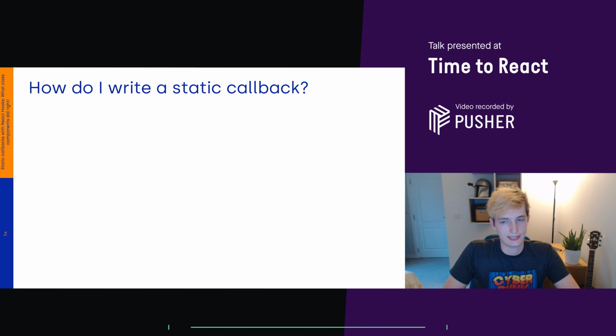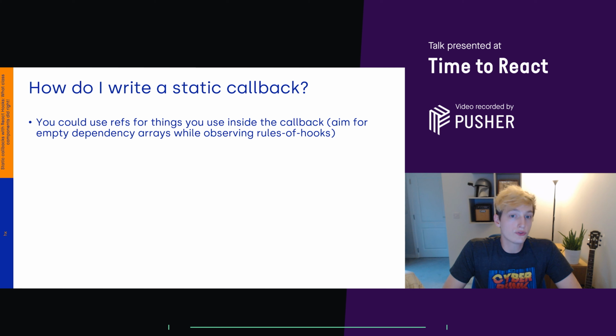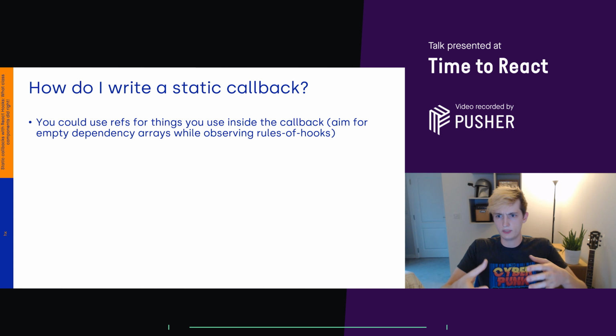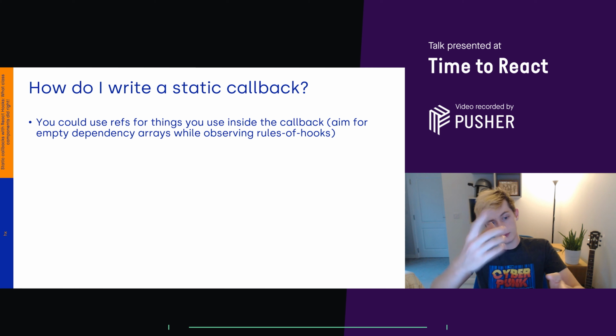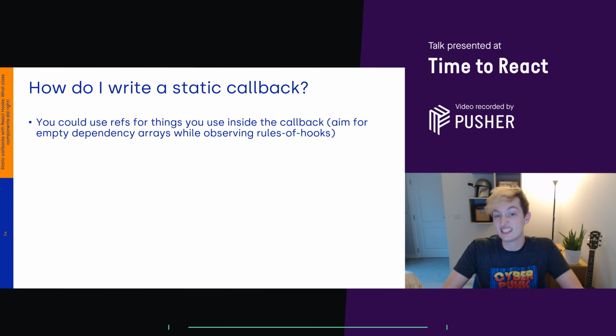So how do I write a static callback? Well, there are a few ways. You could use refs for things that you use inside the callback. Say you have some props or some state. You could create a ref with an object in it and assign the props and state into it every time the render runs, and then go into your use callback and just pick it out of the ref. And that would work, and that's a good workaround. The problem is that every time that you want to make a callback static as opposed to dynamic, you'd have to do that. And that's a lot of code, and it's a lot of boilerplate to keep rewriting.